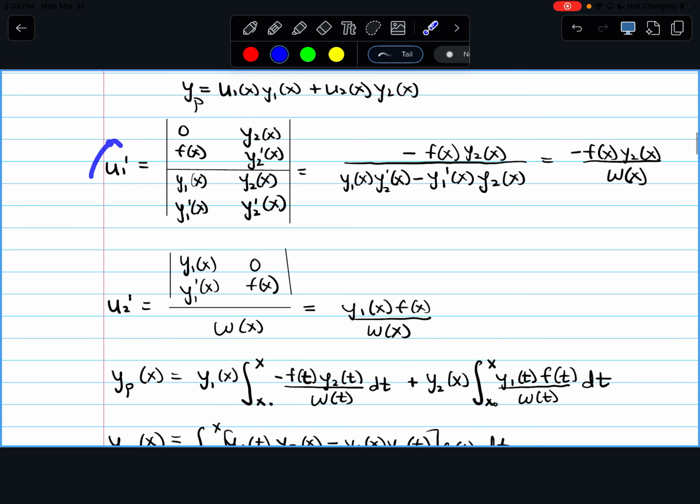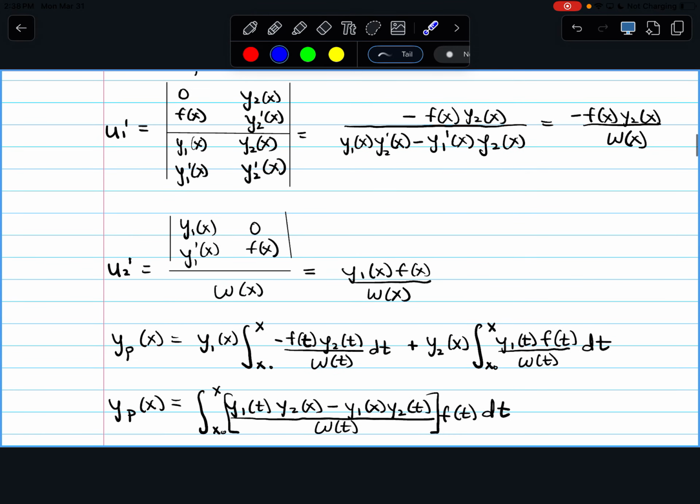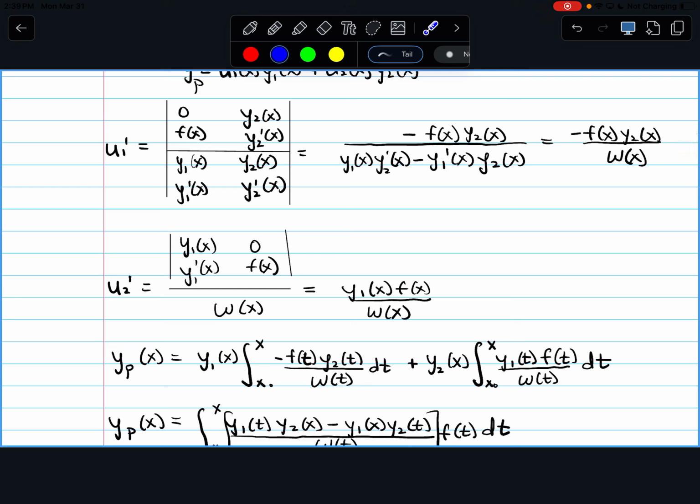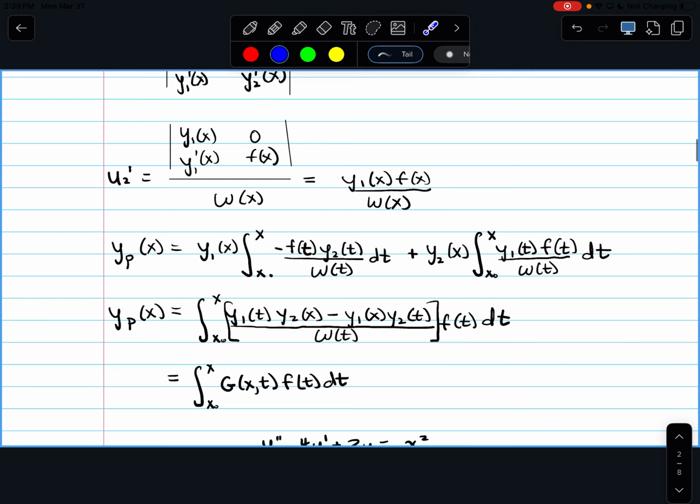Now we do that for u1 and we do that for u2. And what we want to do is integrate. So in other words, I need to find u1. And when I find u1, I'm going to multiply that by this solution. I find u1 by integration, and then I multiply that by y1, one of the known solutions.